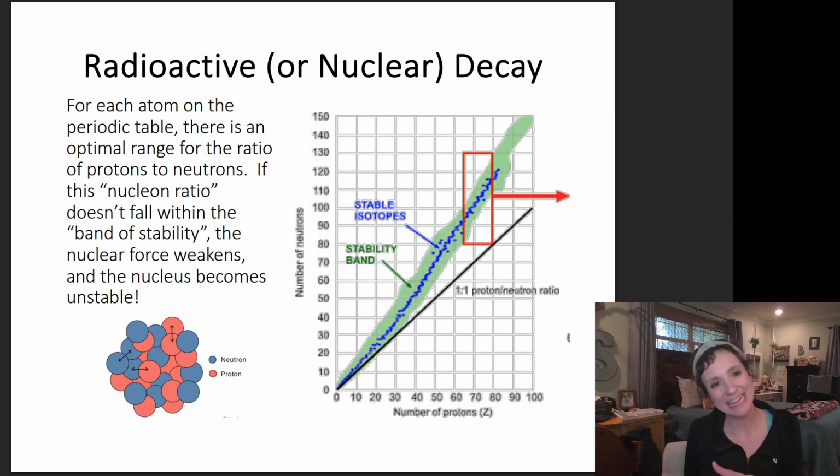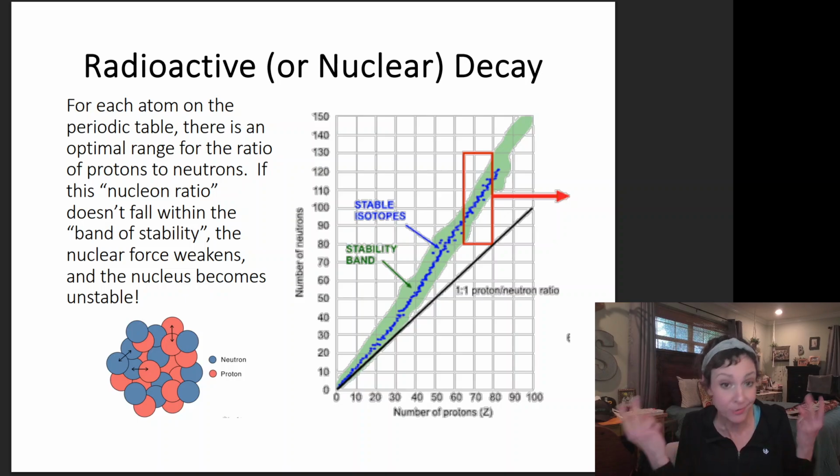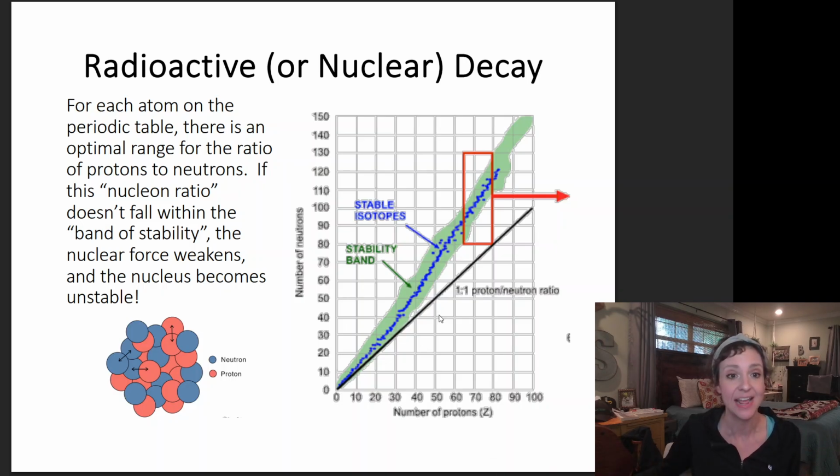Okay, so what this means is that for each atom on the periodic table, there is kind of like an optimal range of the ratio of protons to neutrons. Now, if this nucleon ratio does not fall within what is called a band of stability, then the nuclear force between those protons and those neutrons weakens, and that nucleus is actually unstable. So if I look at this here, that little blue line represents the number of protons to neutrons that I need to make a nucleus stable.